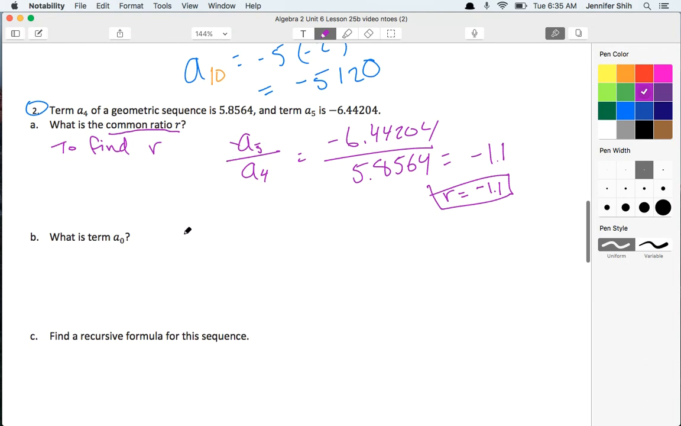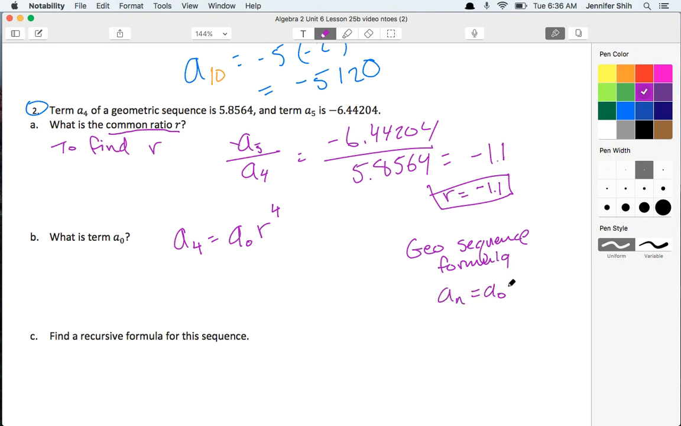Well, okay, so A sub 4 is going to be A sub naught R to the 4 power, because this is our geometric sequence formula. A sub n is equal to A sub naught R to the n, right? So we plugged in 4.